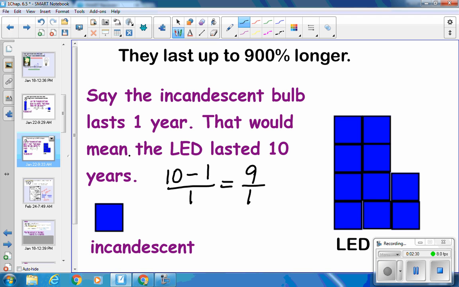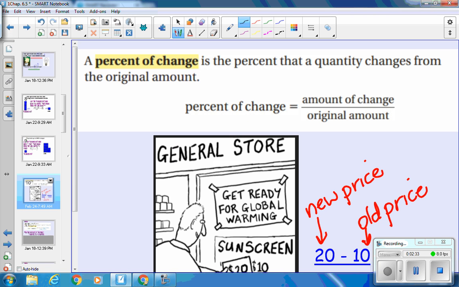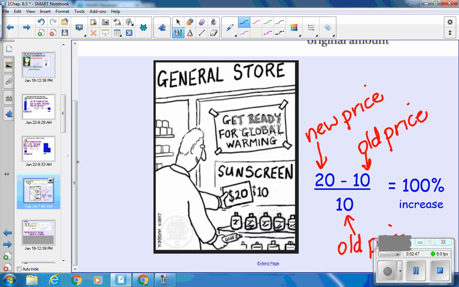So now we're going to look in more detail at how to do that. Percent change in general is just the amount of change, so subtract, and you always have to divide by the original amount. That's maybe the tricky part. If we're looking at this cartoon about selling sunscreen, and the sunscreen used to be $10 and now they're selling it for $20, you can see in the formula that our new price minus our old price, 20 minus 10, which is 10, divided by the original price of 10, is 10 over 10, or 1, which is 100% increase.